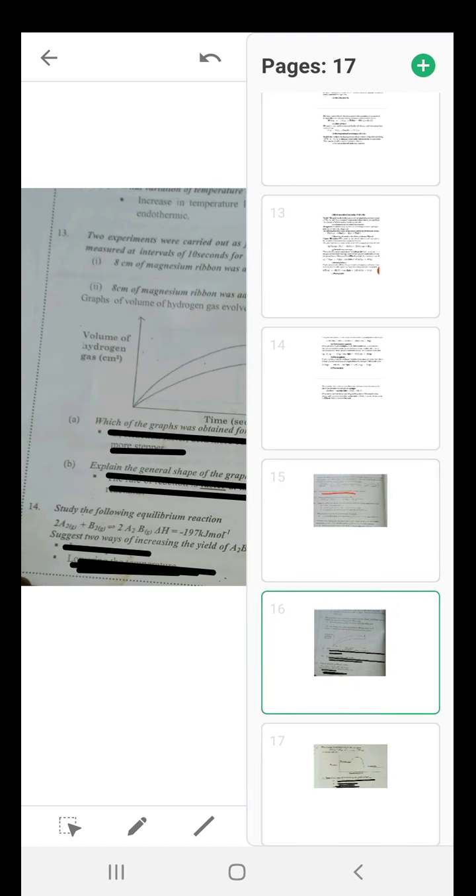The other question: there's an experiment on Kwambi, which was carried out as follows. The volume of hydrogen gas evolved was measured at an interval of 10 seconds for 100 seconds. So there are two curves there. They are for those two solutions.